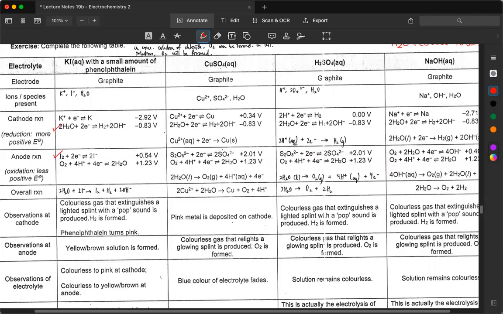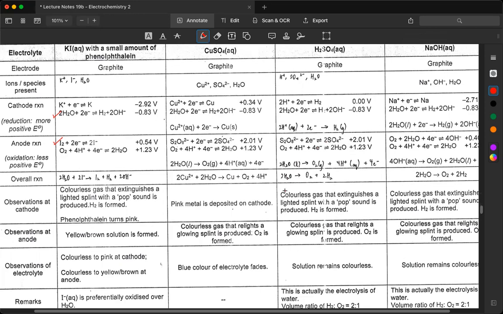So you choose the one that shows the oxidation. The less positive one will be undergoing oxidation. So this is less positive. Okay, so H2O is oxidized. And then for the overall equation, just combine these two, the decomposition of water.